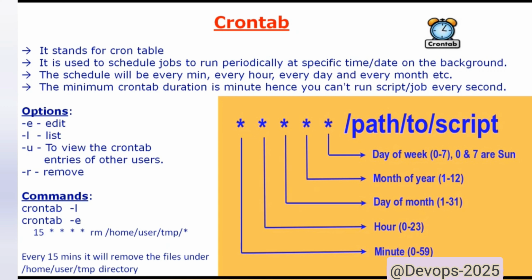The minimum crontab duration is that it will be triggered only every minute. You cannot run the script or job every second. It is not possible. But we can schedule it every minute, every hour, every day, every month, every year, based on our requirement.